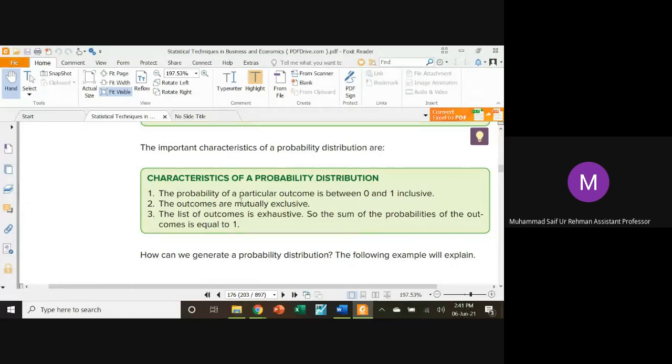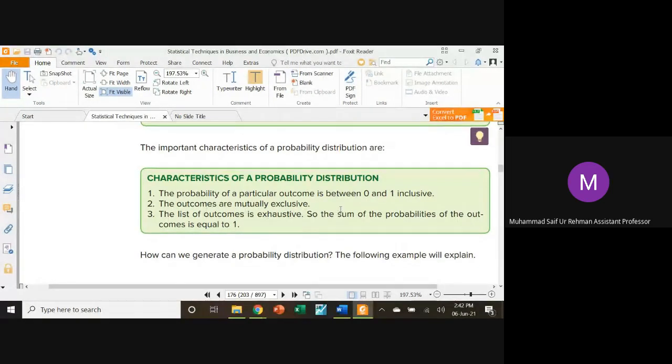The probability of a particular outcome is between 0 and 1 inclusive. So we know that the probability is always from 0 to 1. It could not be less than 0, it could not be more than 1. 0 means 0% and 1 means 100%. So from 0% up to 100%, the probabilities may vary, and it could not be more than 100% or 1.